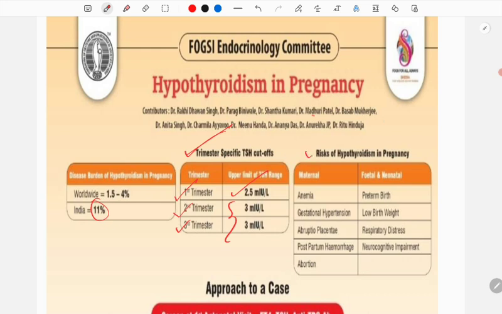The risk of hypothyroidism in pregnancy: there is a maternal risk and a fetal and neonatal risk. In the maternal risk there will be anemia, gestational hypertension, abruptio placentae, and postpartum hemorrhage. In the fetal and neonatal risk: preterm birth, low birth weight, respiratory distress and neurocognitive impairment.